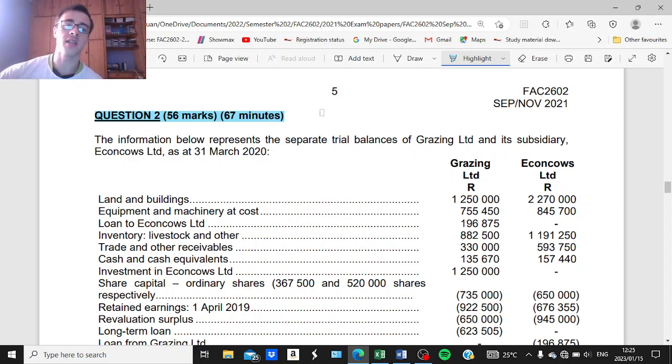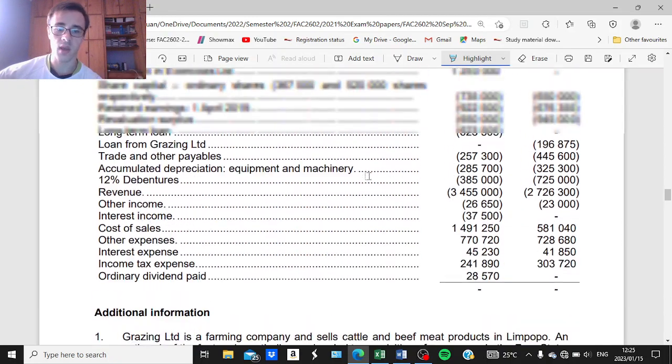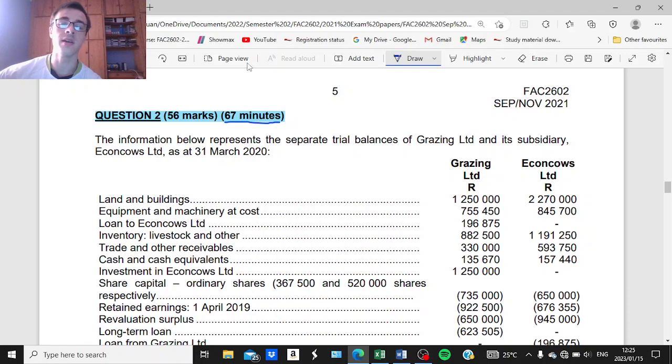This question counted a total of 56 marks and we are allocated a time limit of 67 minutes. So from the moment that you start reading through the information, right up until you make the last adjustment, it should take you just over an hour to complete the question. And please keep in mind that this time limit is determined by your required section.